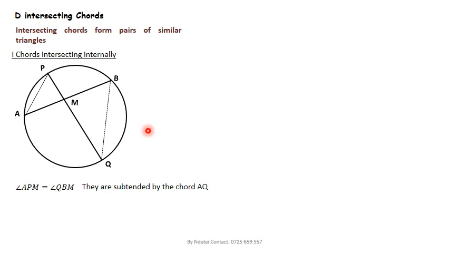At this point, students should be familiar with the fact that angles subtended by the same chord on the same segment are equal. Similarly, PAM should be the same as BQM because of the same reason. They are subtended by the chord PB.